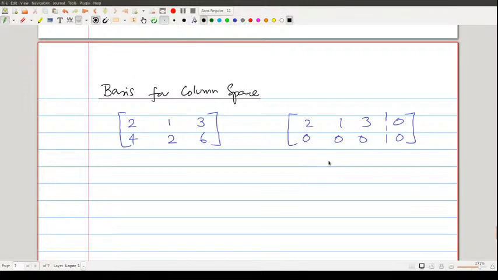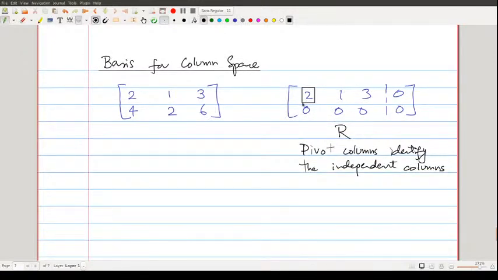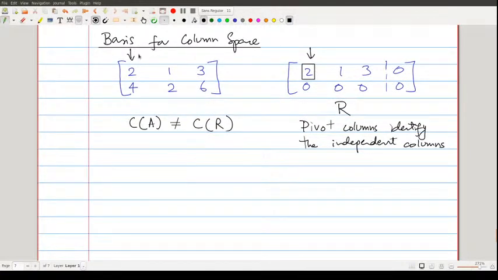The idea was that if we look at this reduced matrix R and check the pivot columns, the pivot columns identify the independent columns. But we can't take the same column from R, because the column space of A is not equal to the column space of the reduced matrix. We discussed in the last lecture why the column space changes: row operations don't preserve the column vectors. So they identify the independent columns, but you take the corresponding column in the original matrix. It tells you which columns to take, but the columns you take are from the original matrix.